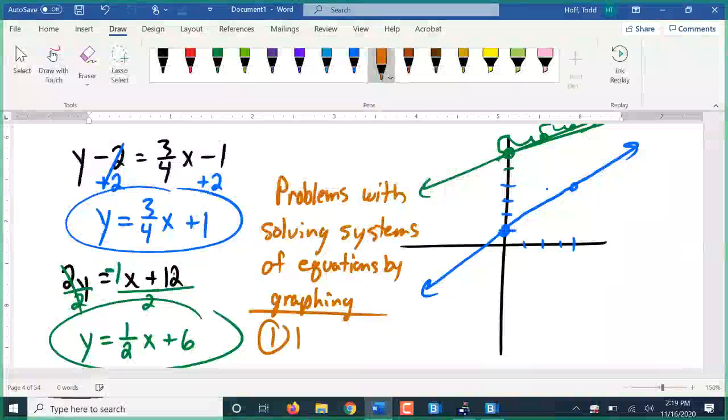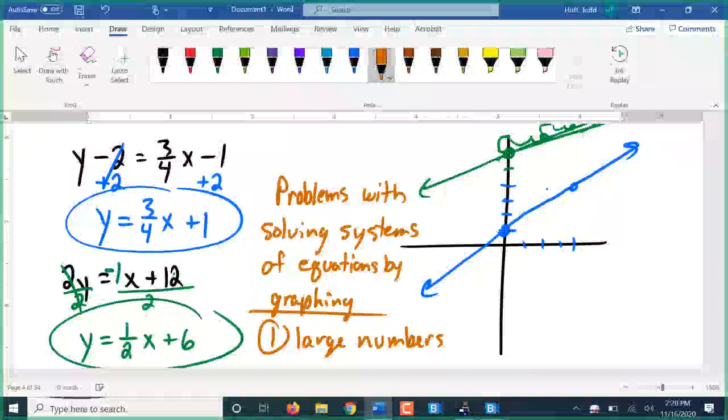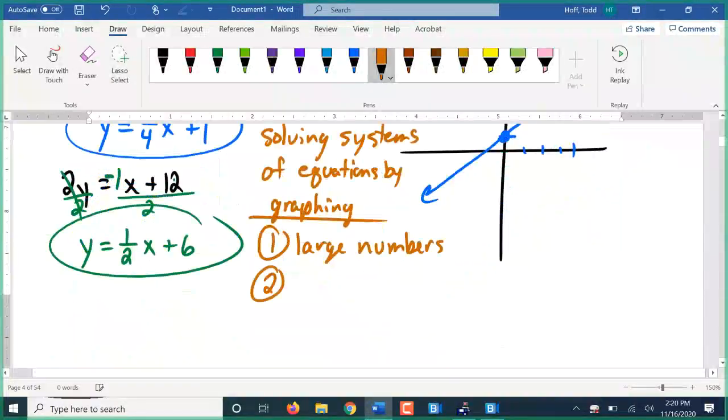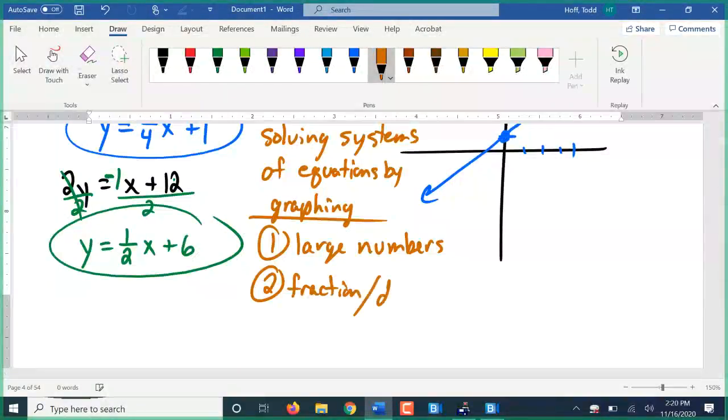Problem 1 is large numbers. If we have really large numbers, we either need a really huge graph or the solutions are going to go off the scope of our graph. The other is if we have solutions that are fractions or decimals. Trying to read fractions or decimals off of a graph is almost impossible to do, especially when you're looking at two lines intersecting, trying to figure out what fraction or decimal they intersect at.